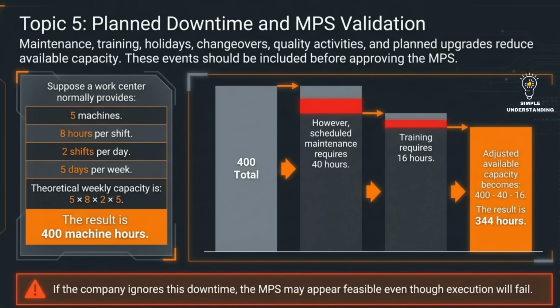Topic 5. Planned downtime and MPS validation. Maintenance, training, holidays, changeovers, quality activities, and planned upgrades reduce available capacity.